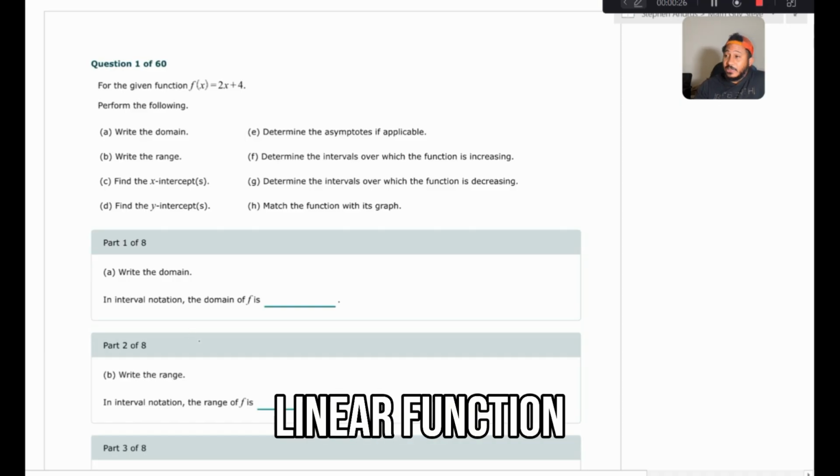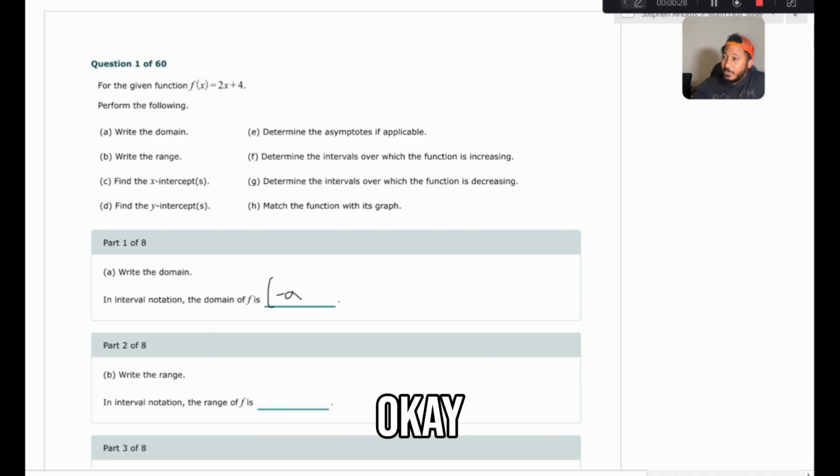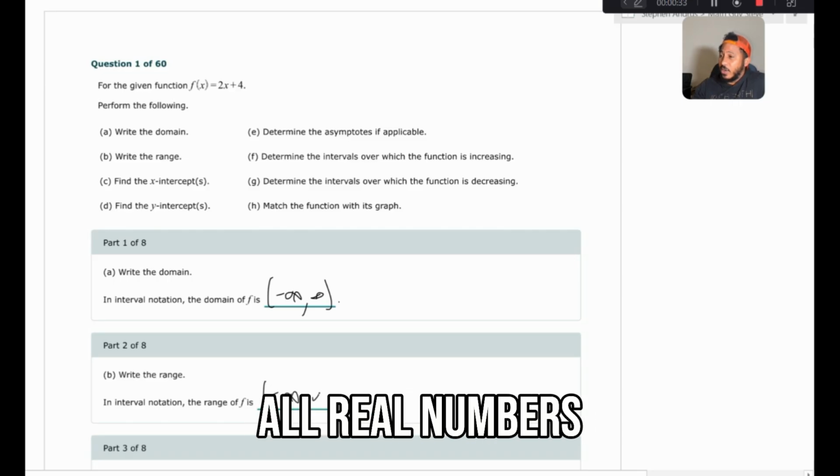So this is a linear function, meaning the domain here would just be all real numbers, okay? Negative infinity to infinity. The range is similar, okay? Because it's linear, the range is also all real numbers, negative infinity to infinity.